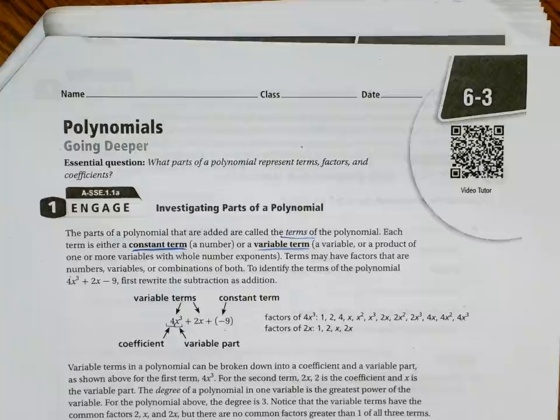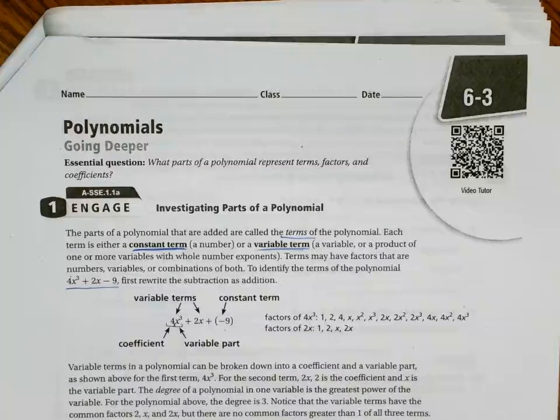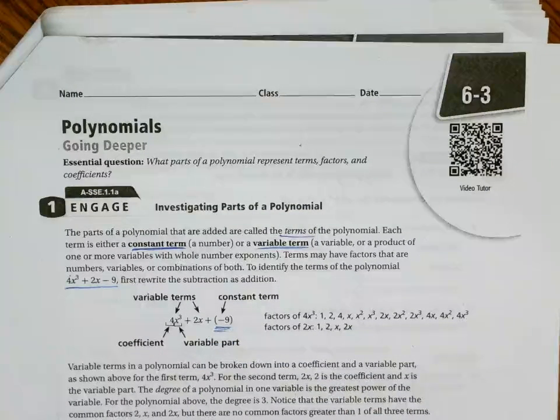All right, so to identify the terms of a polynomial, 4x to the third plus 2x minus 9, first rewrite the subtraction as addition. So you have 4x to the third plus 2x plus negative 9. Negative 9 is just a number, so that is your constant term. Your variable terms are the ones that have letters in them. Your coefficients are the numbers that are stuck in front of the letter, a number being multiplied by a letter.